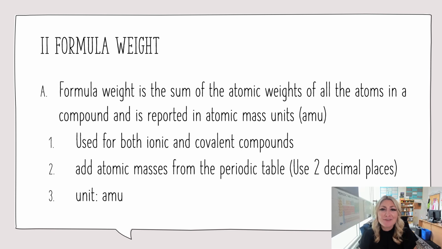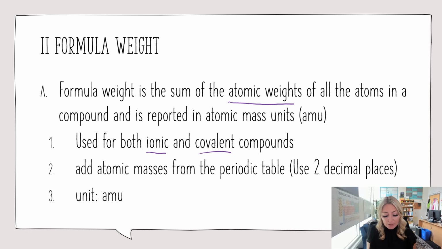All right, let's define formula weights. Formula weight is the sum of the atomic weights of all the atoms in a compound, and we will report this in AMUs, or atomic mass units. Formula weight can be used to describe both ionic and covalent compounds, although sometimes you'll hear people say molecular weights to refer to covalent compounds. That's okay, but they really are just formula weights.